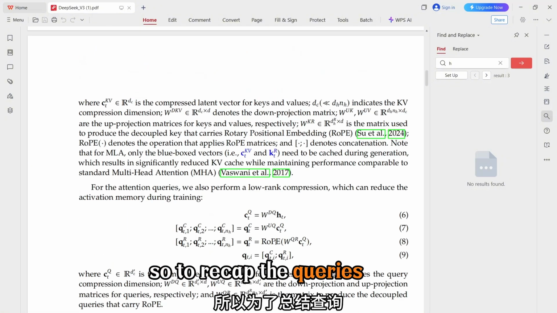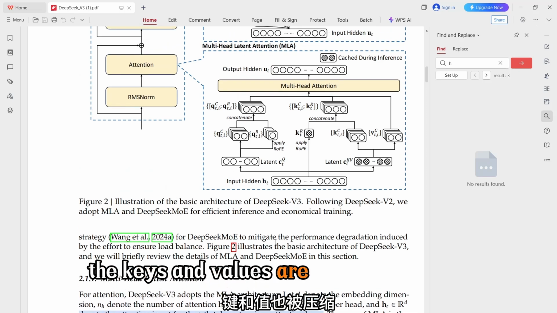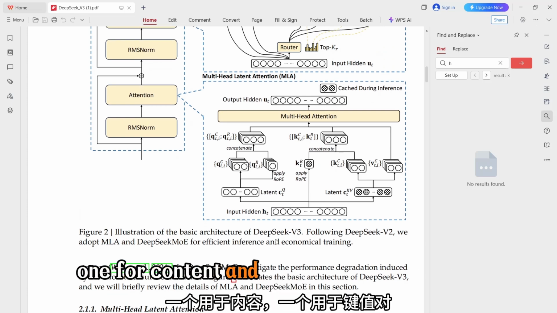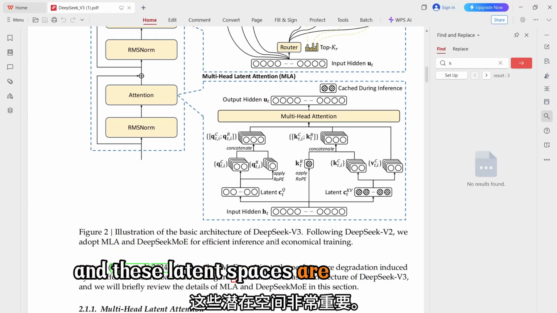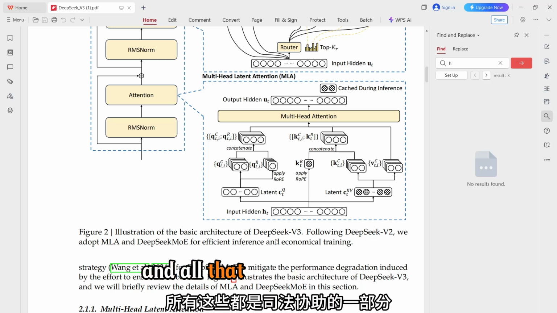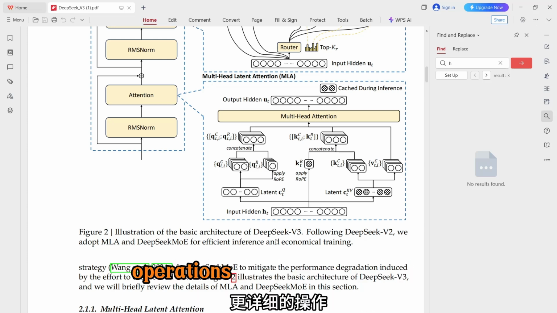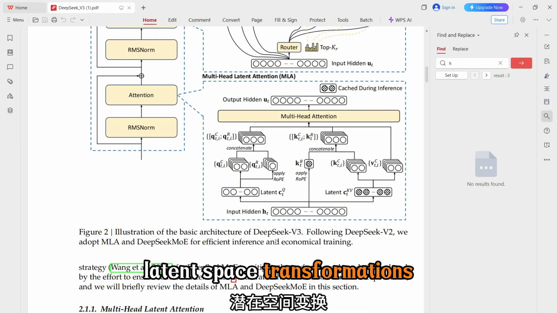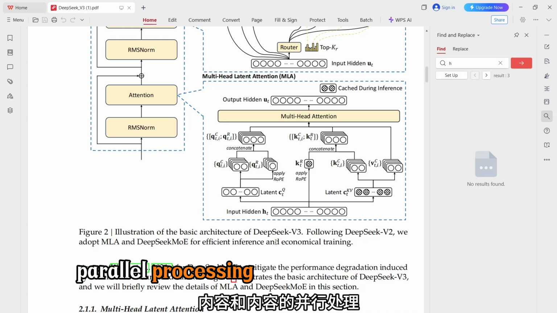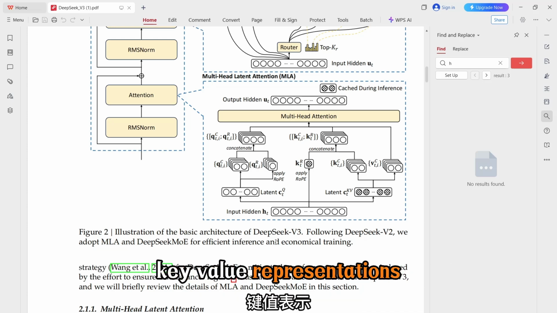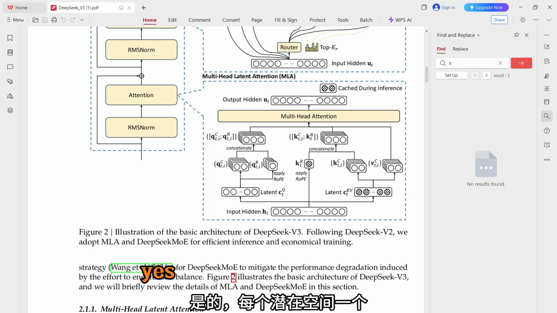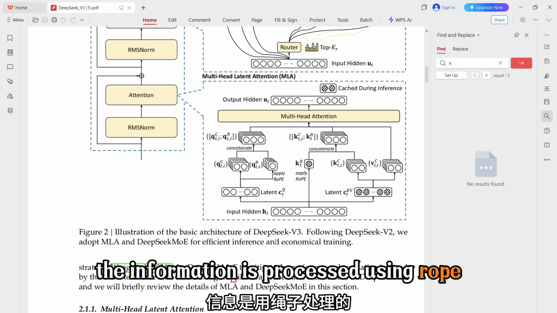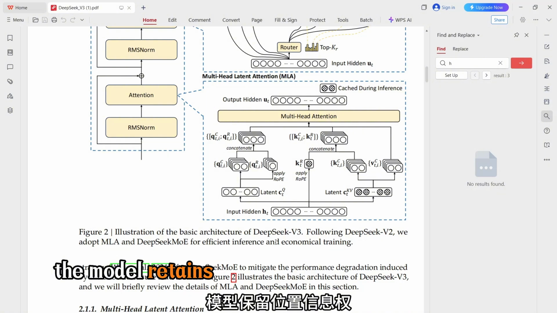So to recap, the query is split, and the keys and values are also compressed. Yes, and these are put into the two separate latent spaces, one for content and one for key value pairs. And these latent spaces are really important for efficiency, and all that is part of the MLA. Exactly. Now let's talk about these operations in a little more detail. How does MLA actually perform these latent space transformations? Well, the input undergoes parallel processing for both the content and key value representations. So it's like it has two paths. Yes, one for each latent space. And within those spaces, the information is processed using RoPE. That's right. This ensures that the model retains the positional information.